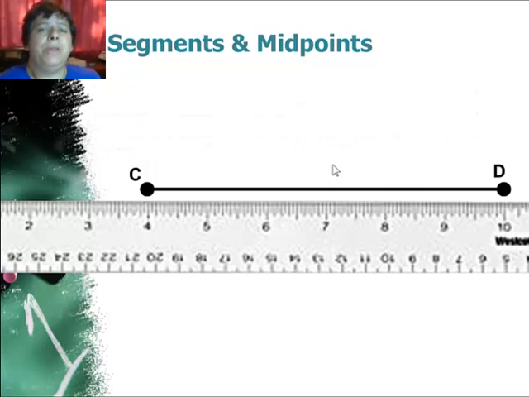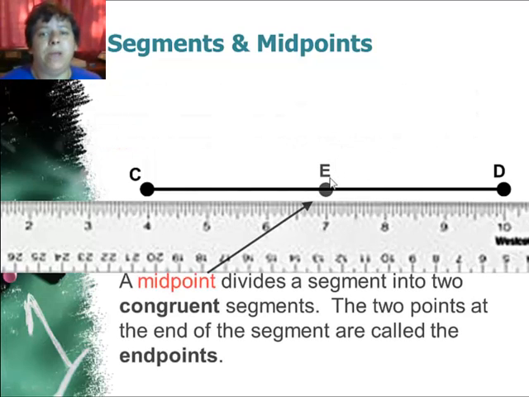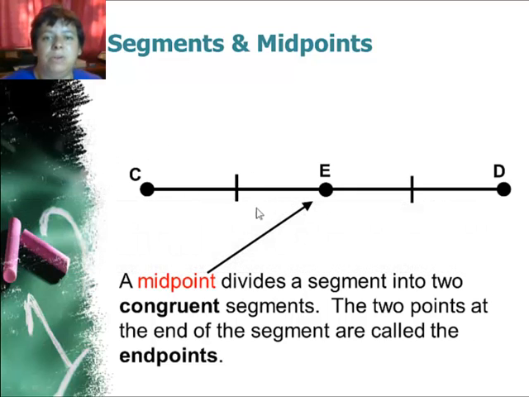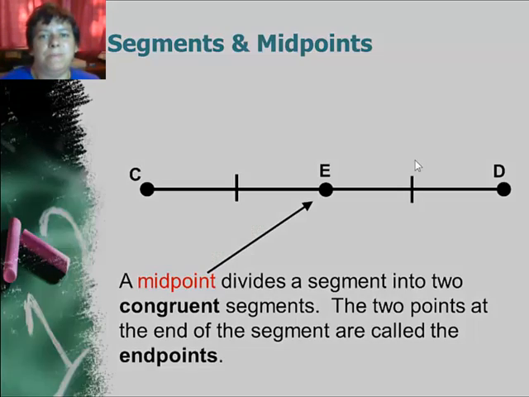So another thing that we learn about in this unit are midpoints. The midpoint should be exactly halfway between the 2 endpoints. And if we use this, you can see that CE measures 3 inches, and ED measures 3 inches. A midpoint divides a segment into 2 congruent segments, and the 2 points at the end of the segment are called the endpoints. So I have my little congruency marks here, so you can see that both segments, even without a ruler, are equal length, so they are congruent.